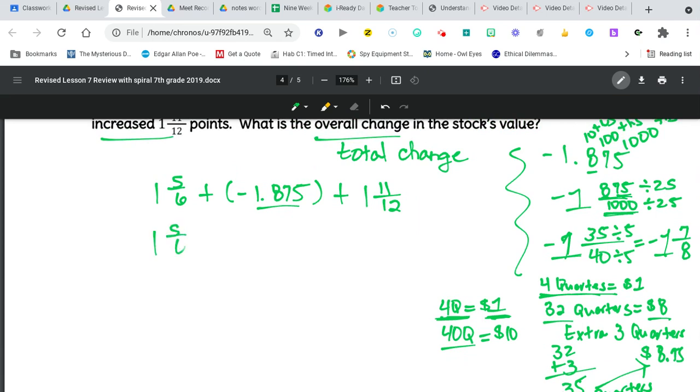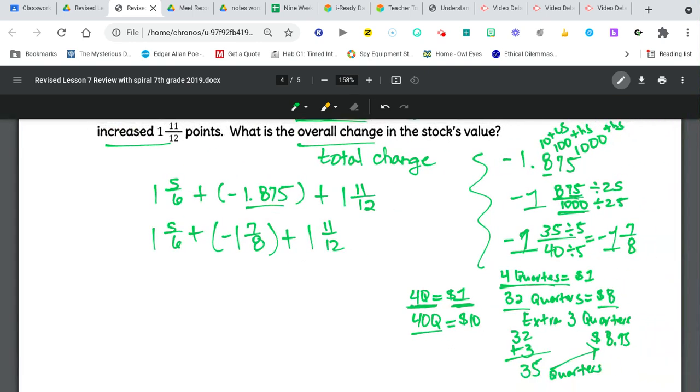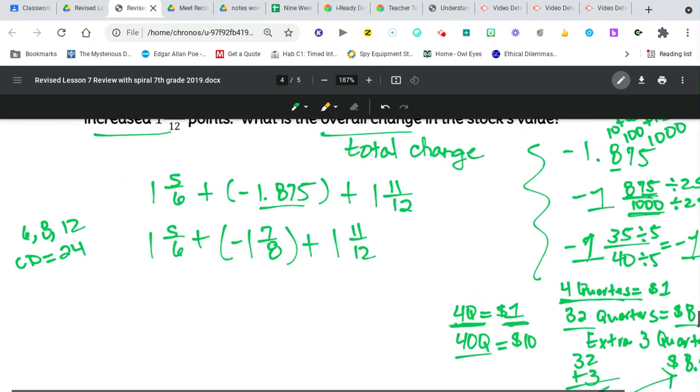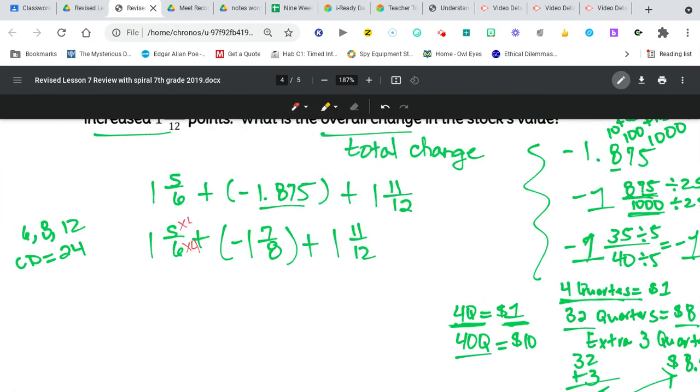So I have 1 and 5/6 plus -1 and 7/8 plus 1 and 11/12. Now I can just find a common denominator, because that's what we need in order to add or subtract fractions. So between 6, 8, and 12, the common denominator, I'm calling it a CD, equals 24. So let's just multiply. 6 times 4 is 24, so do 5 times 4. 8 times 3 is 24, so you're going to do 7 times 3. 12 times 2 is 24, so you're going to do 11 times 2.